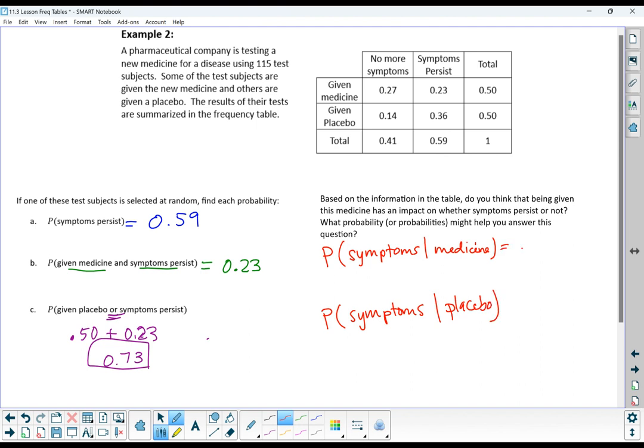So for this one, we would divide it out of the total who were given medicine. So this would be out of 0.5, half of them were given medicine. And those that had symptoms were 0.27. So dividing, oh, sorry, that's no symptoms. Silly me, sorry. We want symptoms. Symptoms persist, 0.23.